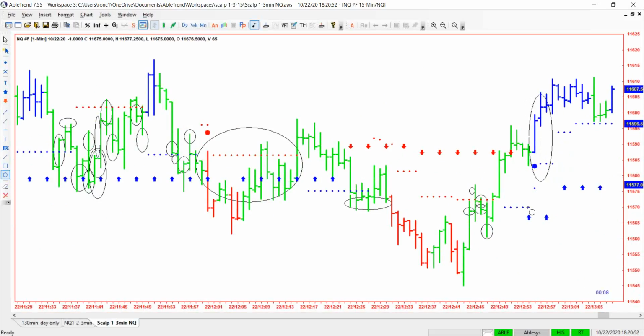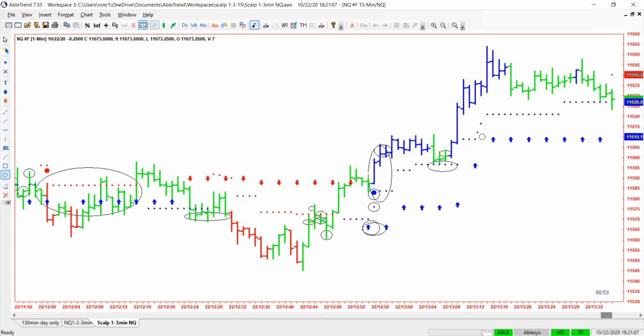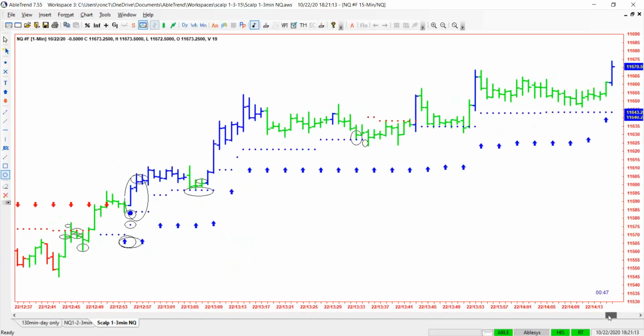Okay, there's that triple confirmation trade. That's also a scalp. Got the big dot, got the little dot, and got the 3-minute arrow. 1 minute later, another winner. Hits the blue dots here, another winner. Hits the blue dot here, we lost on that trade. Hits the red dot here, 2 minutes later, a winner, $100. Hits the red dot there, we lost on that trade.